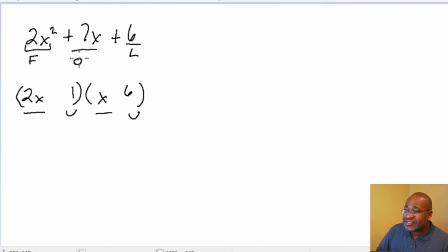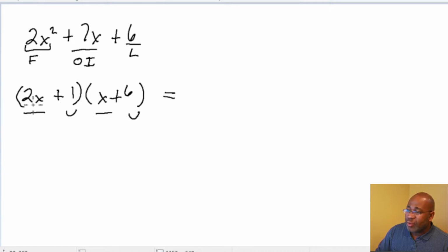term, 7x, we know that's going to come from the outer and the inner terms. So if they have to be the same sign and the middle term is positive, the only way you get a positive number by adding two numbers of the same sign would be if both of those numbers were positive. So that tells us that these are both going to have to be pluses here. So now let's multiply this out and see if it works.